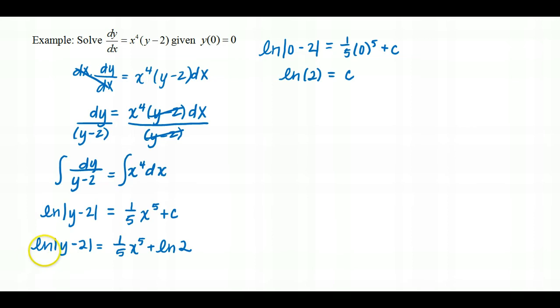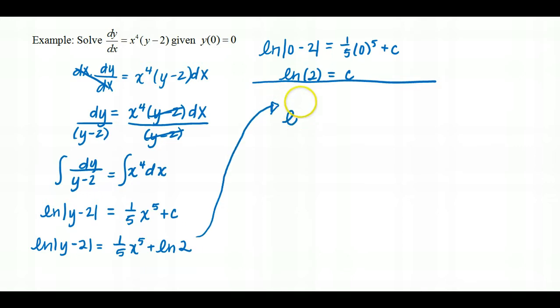So I need to think of the inverse of natural log, which is the exponential function. So I need to exponentiate both sides. This up here was the scratch work for finding the constant c, and up here we will go ahead and continue the problem. So I need to exponentiate both sides, so it's going to be e to the natural log of the absolute value of y minus 2, and then do the same on the right side, e to the 1/5 x to the fifth plus the natural log of 2.